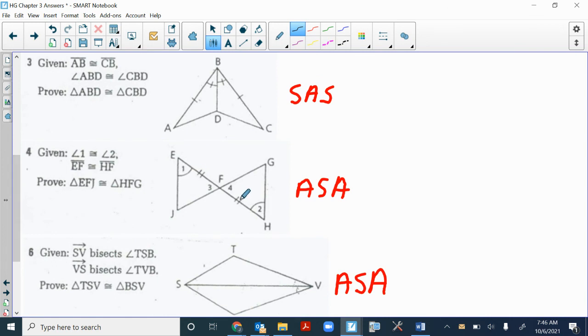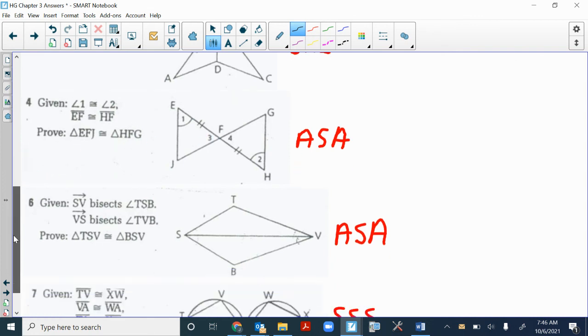Here, angle 1 is congruent to angle 2. EF is congruent to FH or HF. Those are given, and they don't give us anything else. But how do we prove it? Well, we have vertical angles, right? So vertical angles are congruent, which means we have angle side angle.